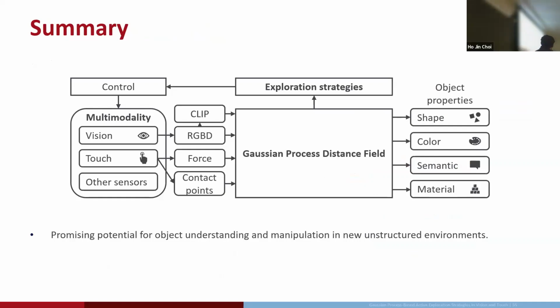So in summary, I talked about how we can incorporate multimodalities using this Gaussian process distance field. And we showed what exploration strategies can be done using this kind of representation of an object and environment. And we think there's potential for incorporating more modalities, like other object properties, in this GPDF to do a more informed exploration and improve the robust capability.